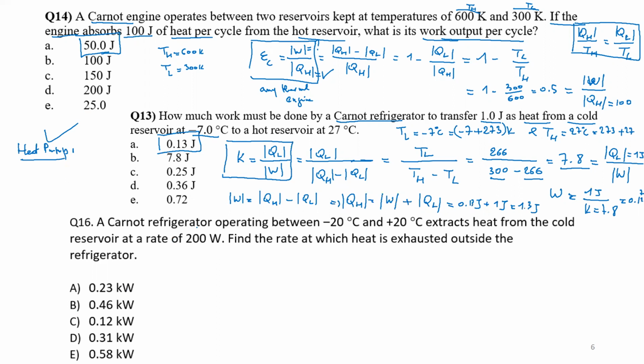Okay, now next, we have also a Carnot refrigerator, which is operating between minus 20 and plus 20 degrees Celsius. So it extracts heat from the cold reservoir at the rate of this. Find the rate at which heat is exhausted outside the refrigerator. So write down your formulas and get me the answer.